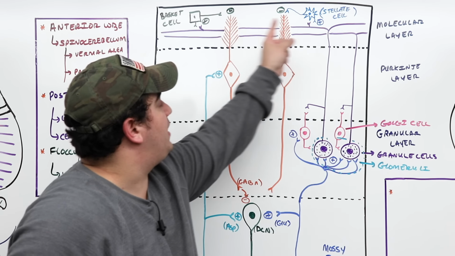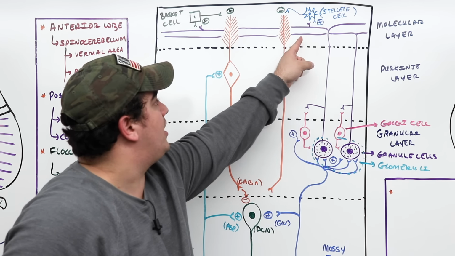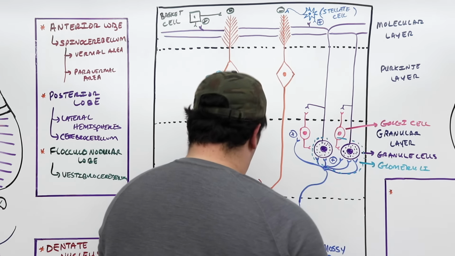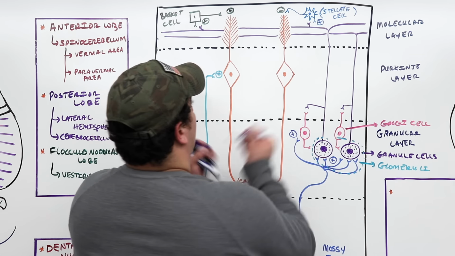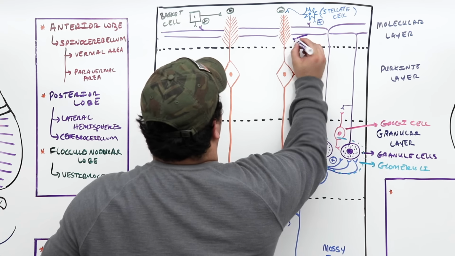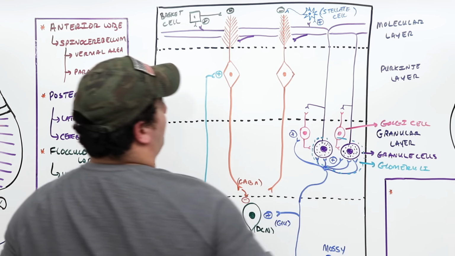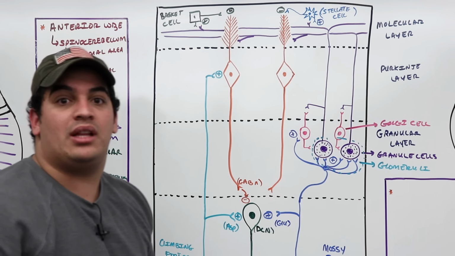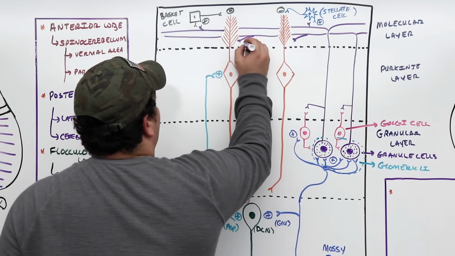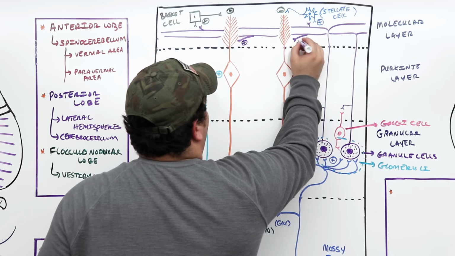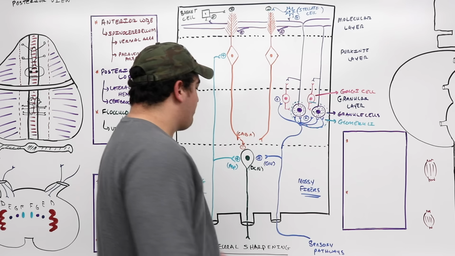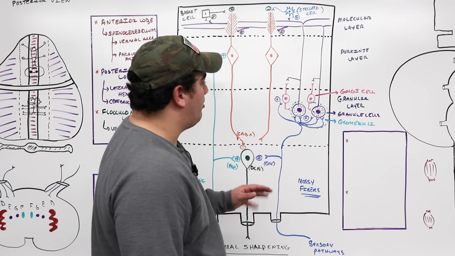molecular layer, activate the stellate cells and the basket cells, but guess what else they do? They give off axons directly to the Purkinje fibers. So now let's show that. So it gives off axons here to the Purkinje fibers. When it gives off these axons to the Purkinje fibers, it actually stimulates the Purkinje fibers. So what you get is stimulus to the Purkinje fibers that then can go down and release inhibitory neurotransmitters here.